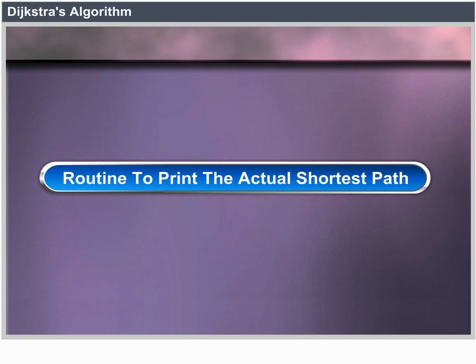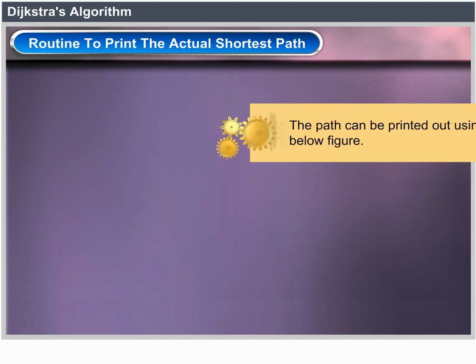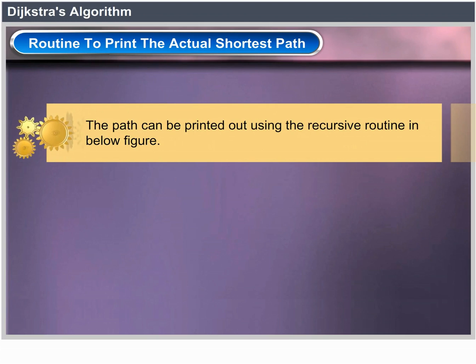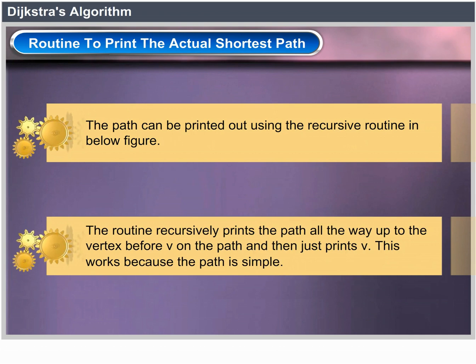Routine to print the actual shortest path. The path can be printed out using the recursive routine in this figure. The routine recursively prints the path all the way up to the vertex before v on the path and then just prints v. This works because the path is simple.